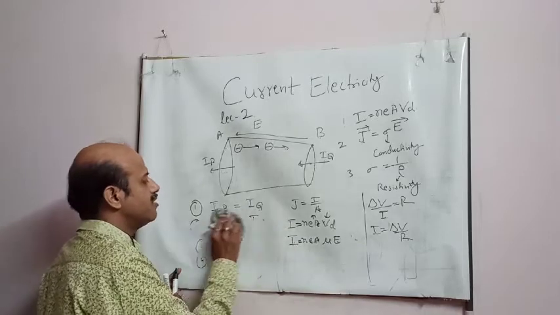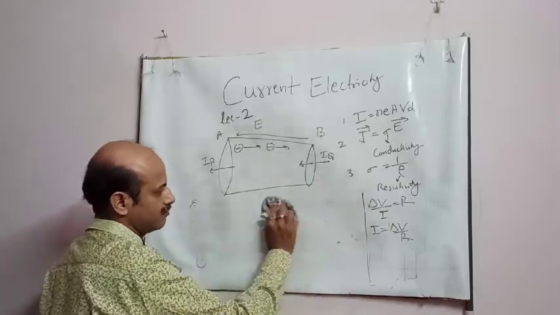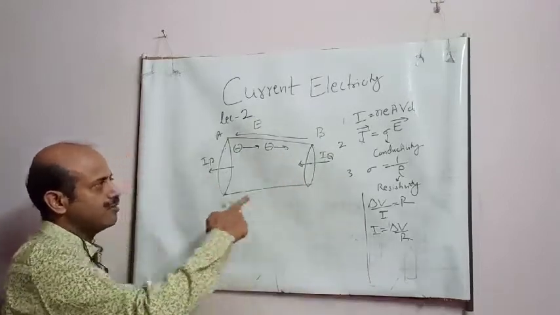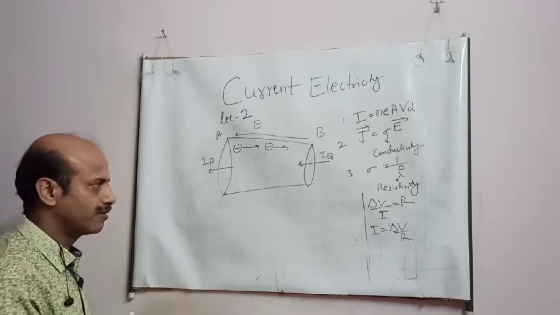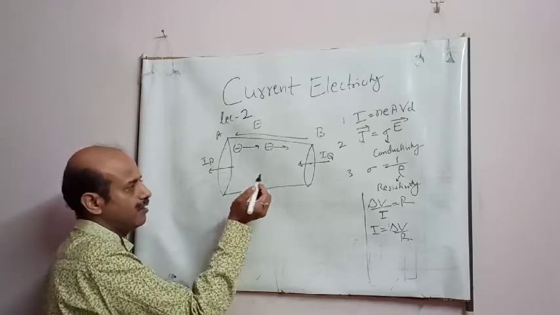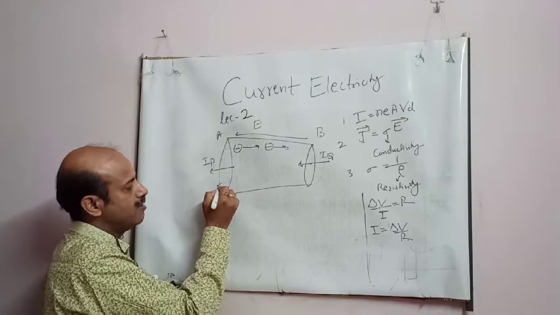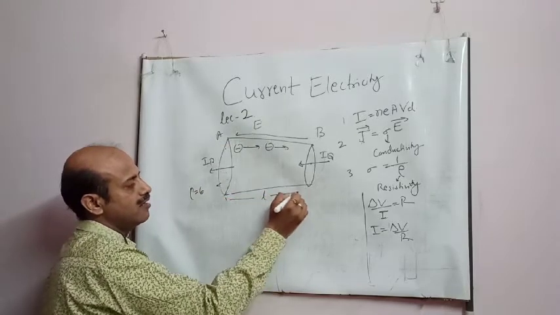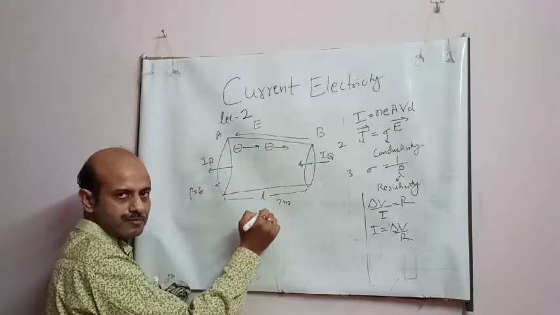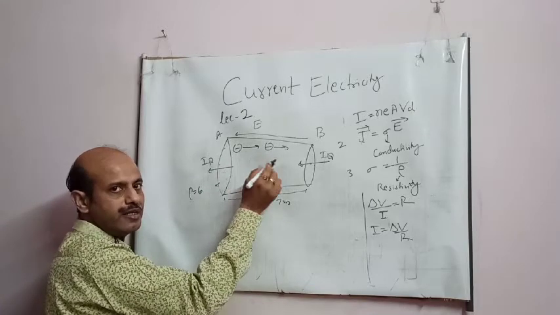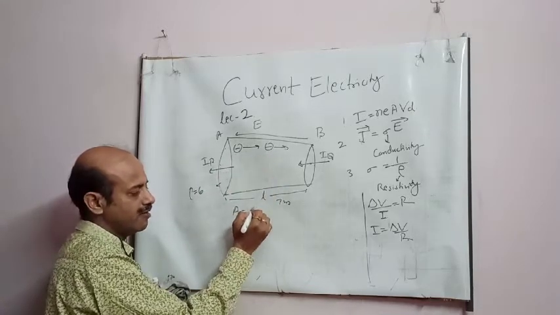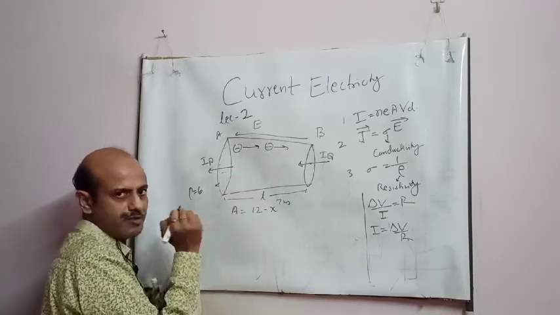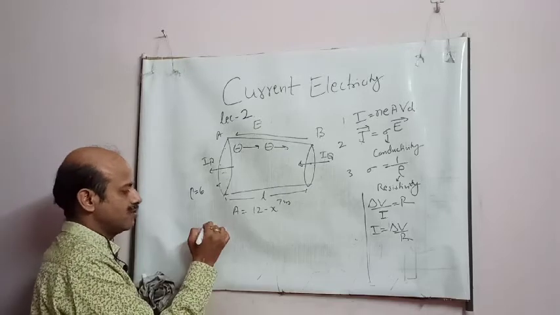Now student, let us find the resistance of this material. Suppose it is given the value of rho for this material is 6, and this length L is given 7 meter, but area is varying. Okay, student, area is varying. So area is given by this formula. I have to find the resistance.